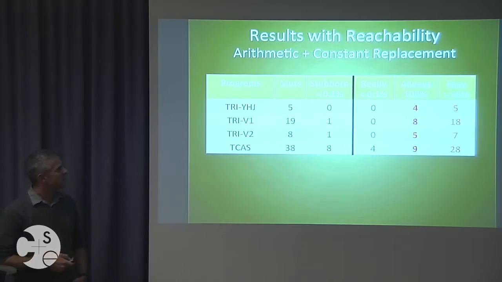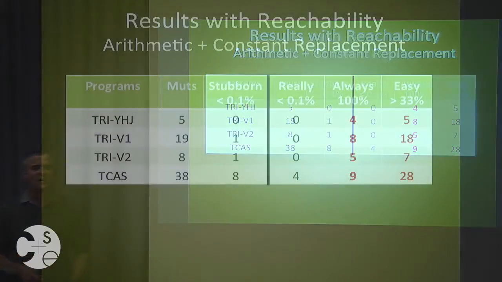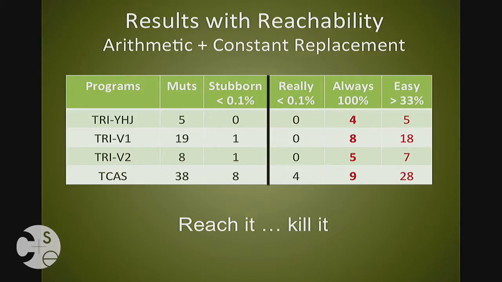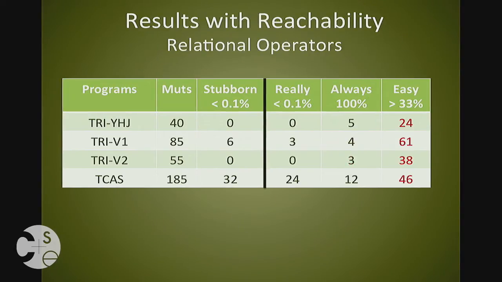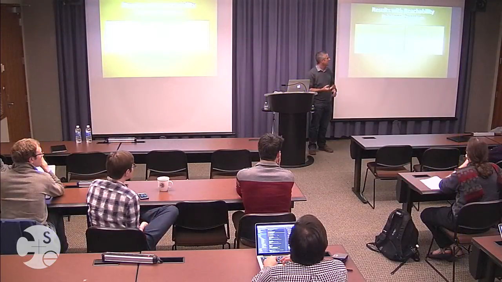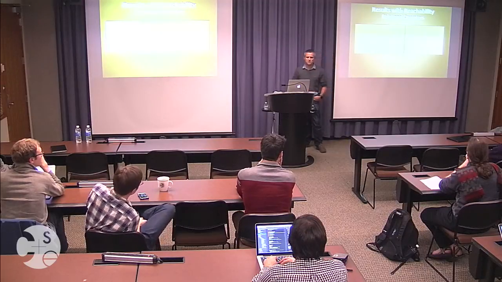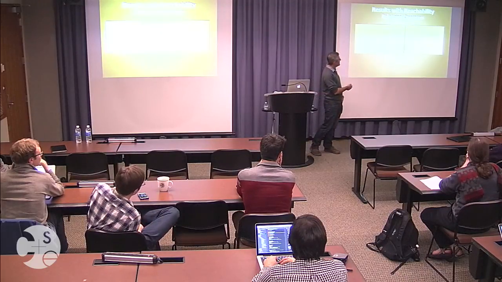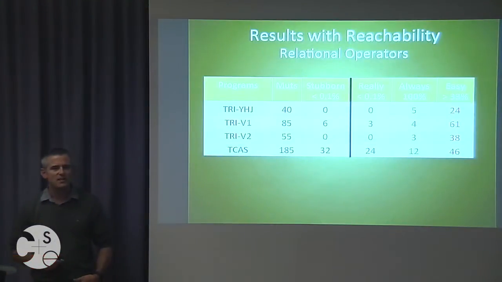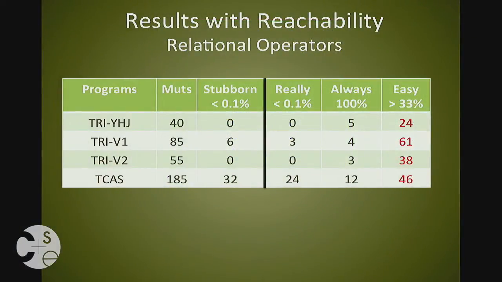What should be slightly disturbing here is that this seems to be rather high. If you can reach it, you can kill it for this class of operator. And what we looked at here is arithmetic and constant replacement. But that's maybe not so interesting. What's more interesting is relational operators, because this is typically the stuff people consider to be a useful operator to use for mutations. Here there are not that many that you always kill, but this number is still remarkably high. So basically what this is all saying is that if you don't look at how hard it is to reach the point in the code, then mutations are actually pretty easy to kill.